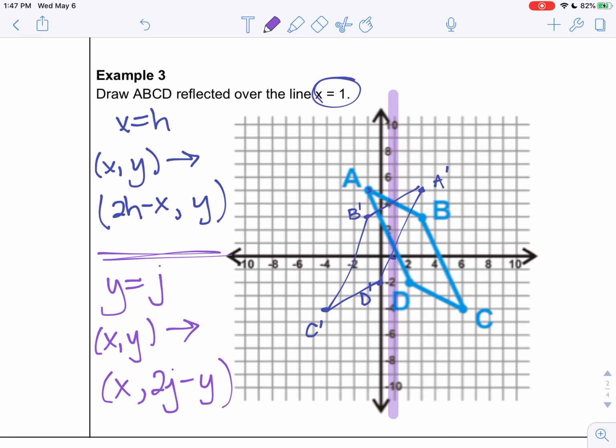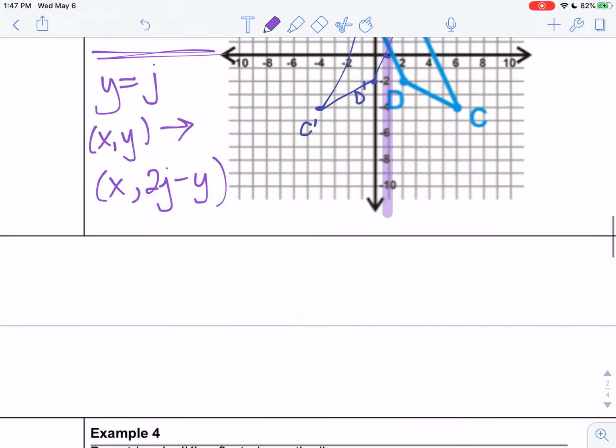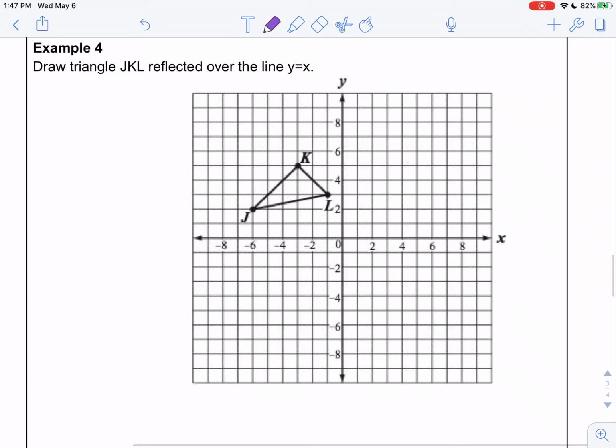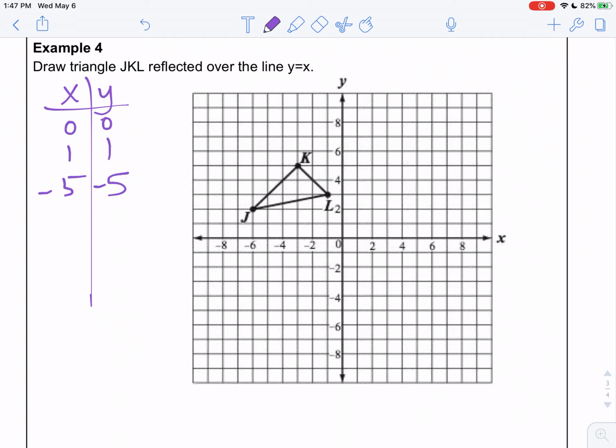All right, one more reflection. And here we're reflecting over the line y equals x. If we make an xy chart, because sometimes we forget how to graph this stuff since we haven't graphed a whole bunch in this class, y equals x is any coordinates where x and y are the same. So (0, 0), (1, 1), (negative 5, negative 5), all of those are going to be on my line y equals x. So it is this diagonal guy hanging out here.